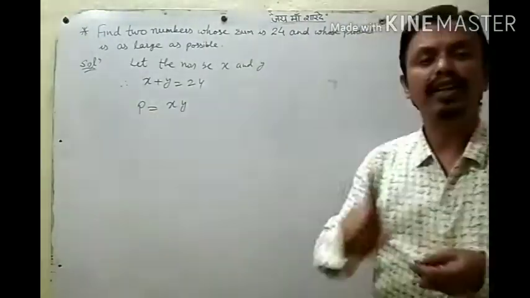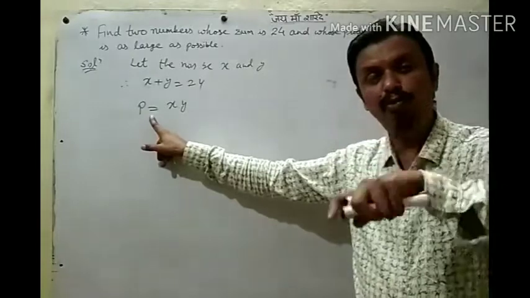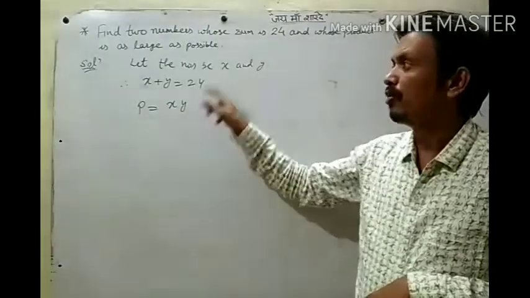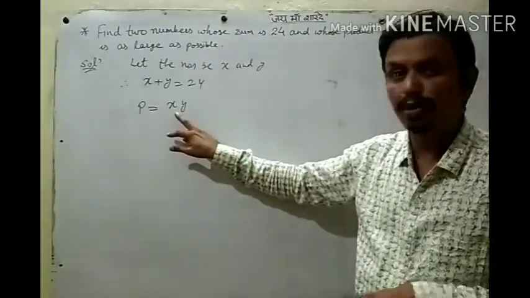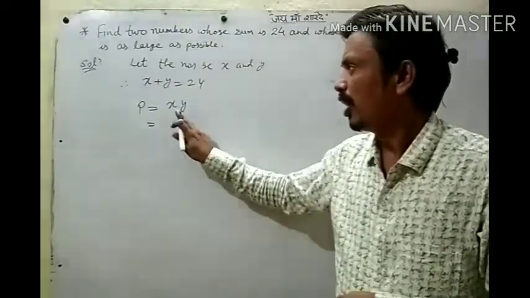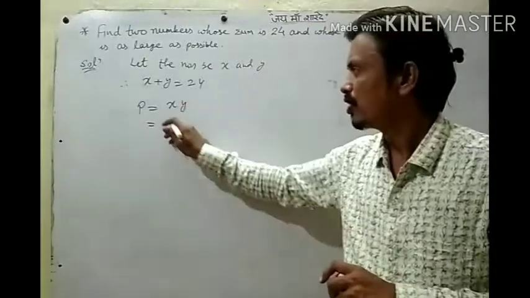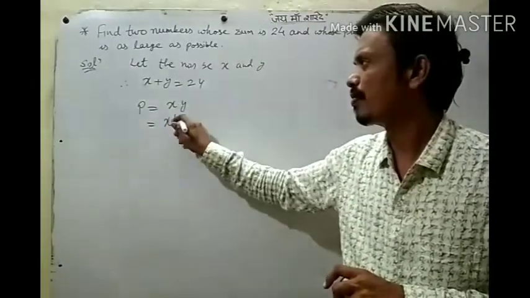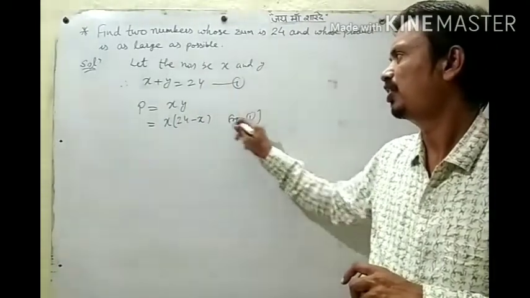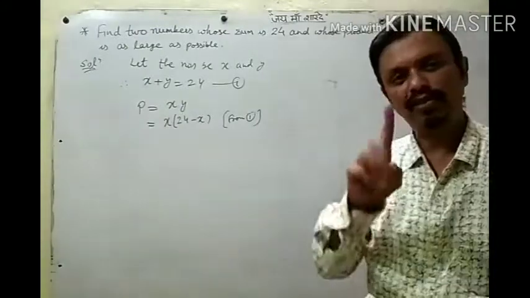So our function should be in terms of only one variable. This is our second step. Okay, our function which we have to maximize or minimize, that should be in only one variable. So if there are two variables with the given condition, we have to convert into one variable. So this P should be maximum. So from the given condition x plus y equal 24, we can convert x into y or y into x. So if we write y in terms of x, then y will be 24 minus x, from this first equation. Now our P is only in terms of x, only one variable is there.